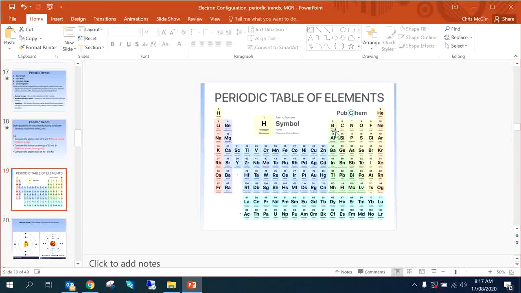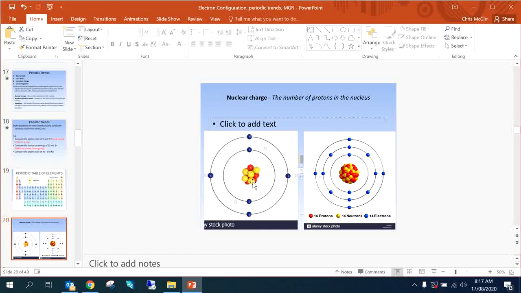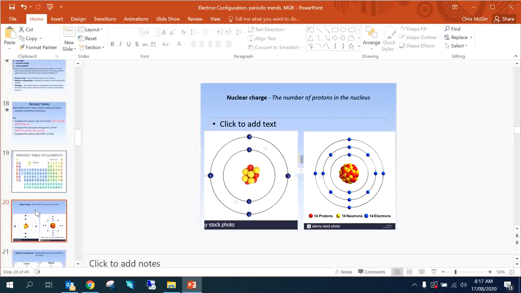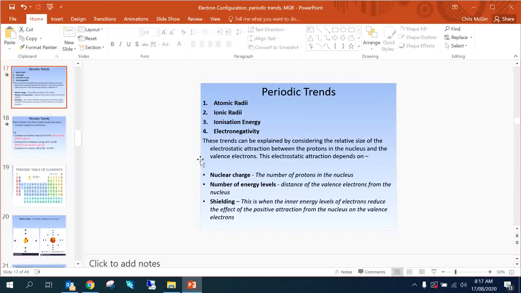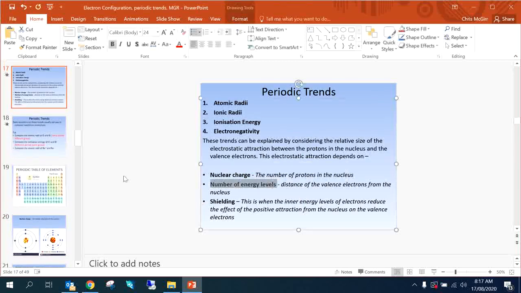Okay, so when you compare carbon and silicon on the periodic table, they're directly above each other. So silicon has a greater nuclear charge as it has more protons. The bigger the nuclear charge means the stronger the pull on those negative electrons. Okay, so the bigger the nuclear charge, the more protons, the stronger the pull on the outer and all the electrons, in fact. The next factor that we need to consider is the number of energy levels.